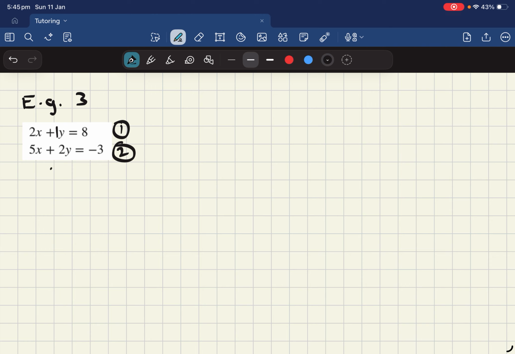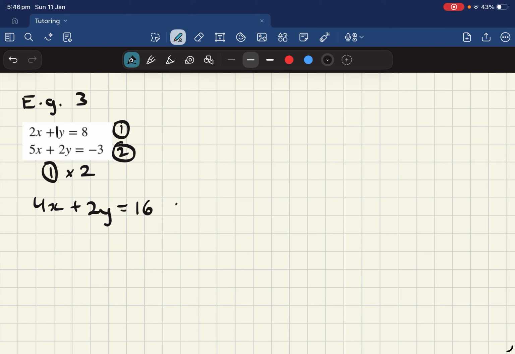So what I'm going to do is take equation 1 and multiply it by 2. So each part of my first equation is going to get multiplied by 2. So 2x multiplied by 2 gives us 4x. 1y multiplied by 2 gives us 2y. And 8 multiplied by 2 gives us 16.